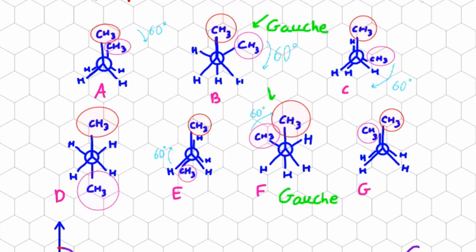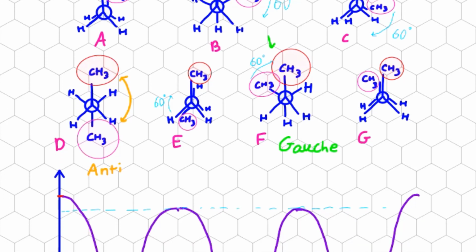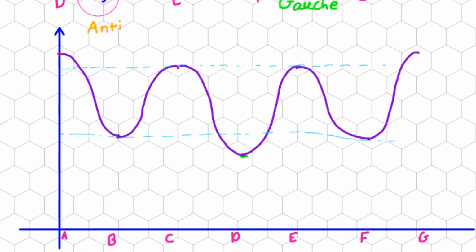As you see here in structure D, the two methyl substituents are as far apart from each other as possible. So that makes them have the lowest potential energy possible. And that makes them the most stable, because as you see in structure A and G, the methyl groups try to get away from each other. That's why they have the highest potential energy at A and G. But since in the D structure they're as far away from each other as possible, in that case they have the lowest potential energy, and therefore they're going to be the most stable conformer of butane.